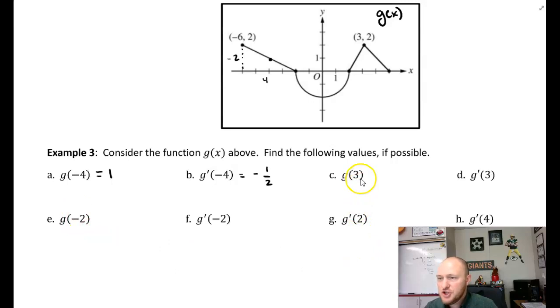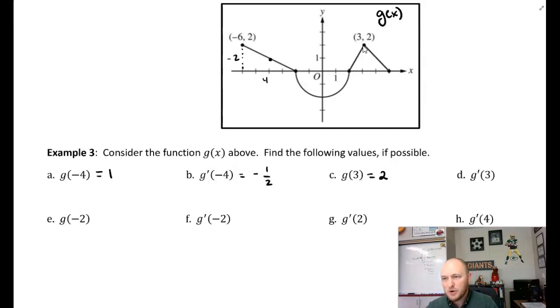C, what is g of 3? G of 3, okay, well here's 3. Function value looks like 2. Just the function value. And these questions will do that. They'll alternate between asking you about the function, and then asking you about the slope. And we'll see a really tricky case coming up.